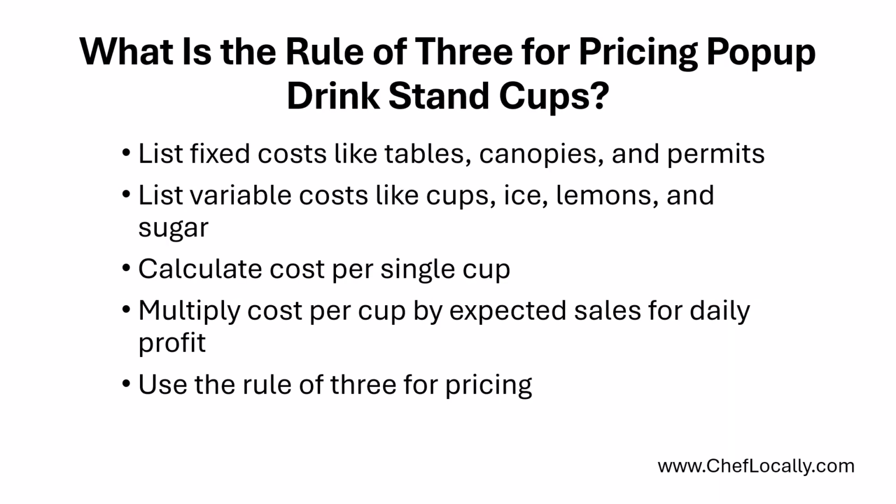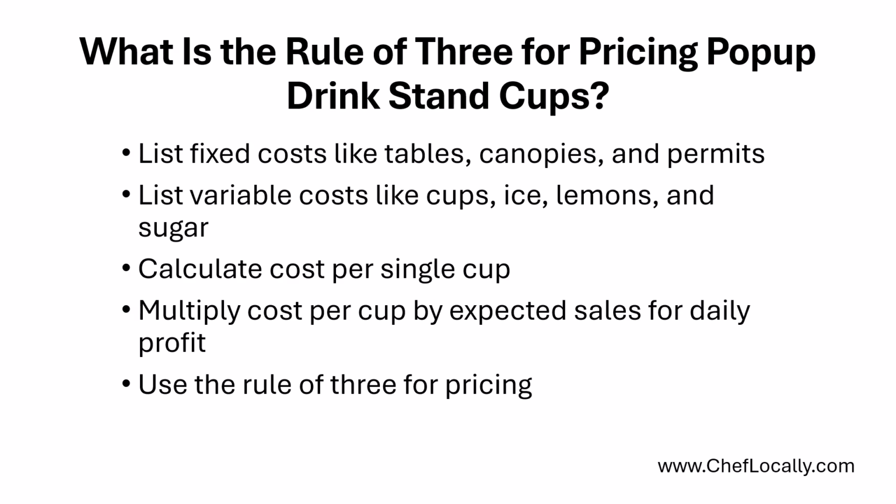Think of it like a lemonade stand, but a grown-up version where you have to plan ahead so you do not lose money. First, you write down your fixed costs, things like a table, a canopy, a cooler, and any permit fees, because those do not change no matter how many drinks you sell. Then you figure out your variable costs, which are the things you buy more of as you sell more, like cups, ice, lemons, sugar, and straws.